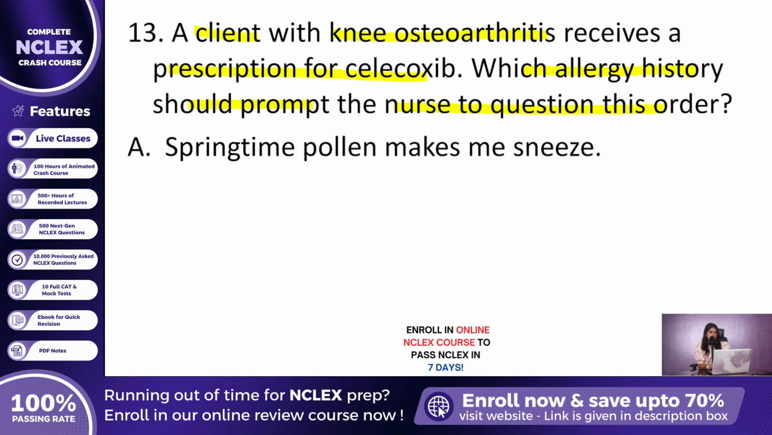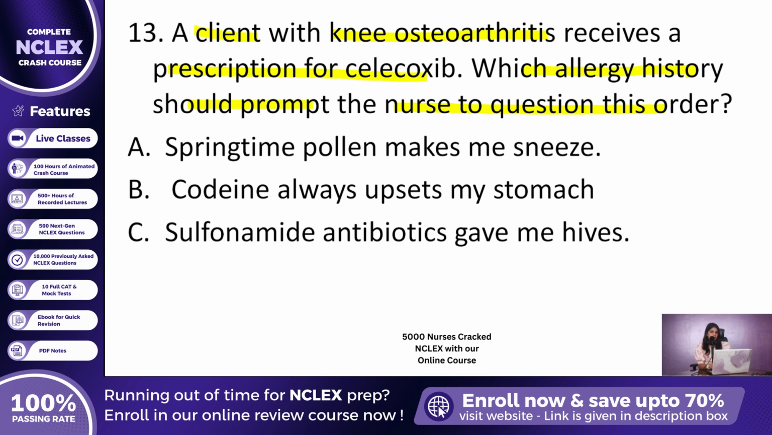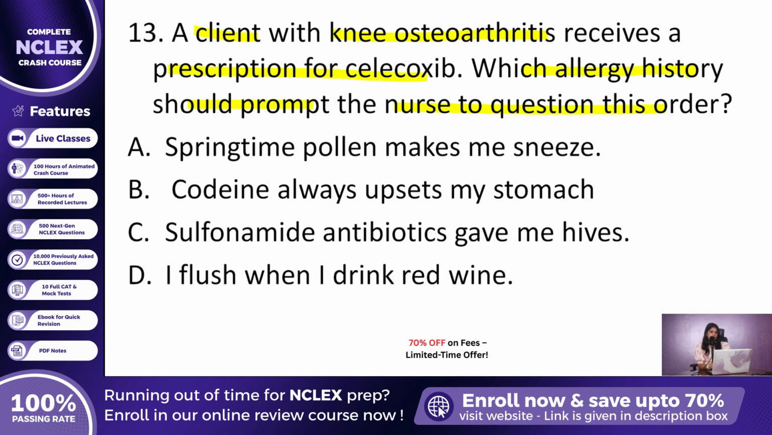Option A, springtime pollen makes me sneeze. Option B, codeine always upsets my stomach. Option C, sulfonamide antibiotics gave me hives. Option D, I flush when I drink red wine. Take a moment to link each allergy to celecoxib's structure before settling on the correct choice. Option C, sulfonamide antibiotics gave me hives. Here's the detailed reasoning for that selection and why the others do not raise the same red flag.